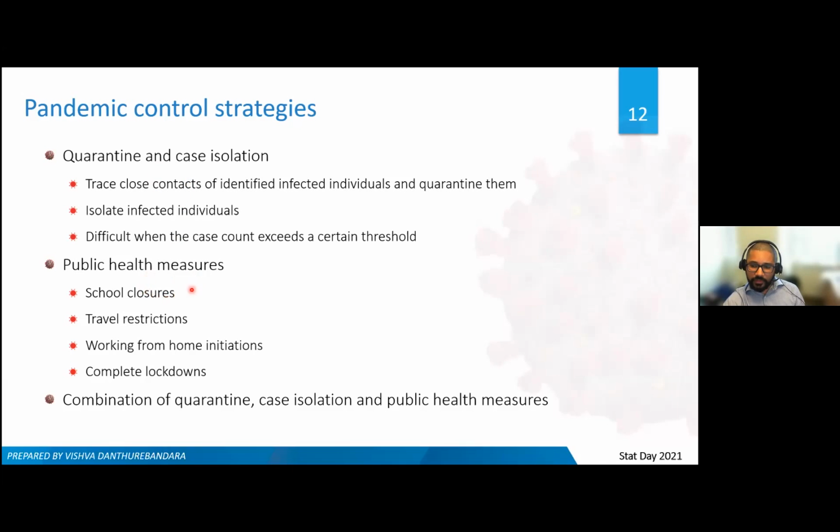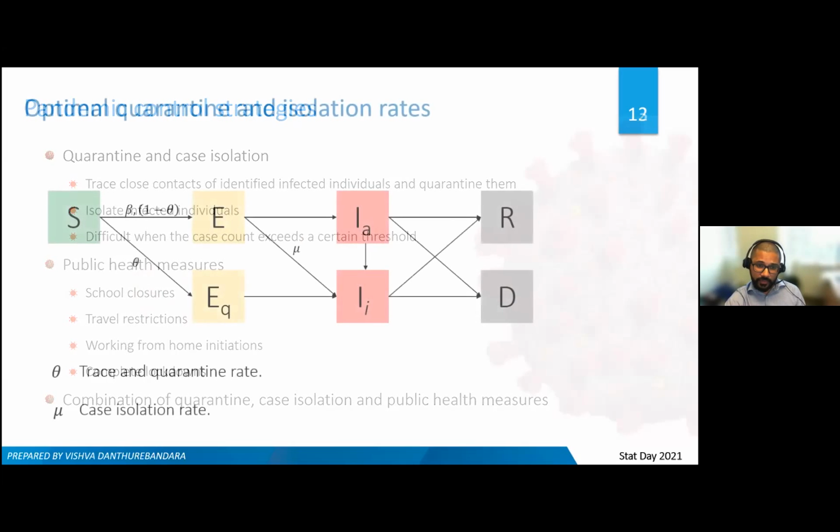The second method is implementing public health measures such as masking, closures, travel restrictions, etc. Given good public compliance, this is more effective than the first one. However, most countries use a combination of both methods. So let's see an example of how we can reformulate the basic SEIR model to answer some questions.